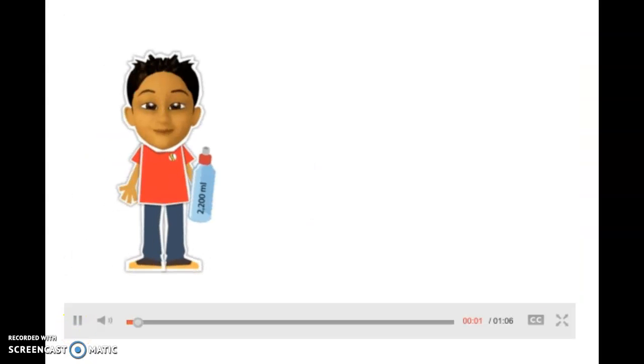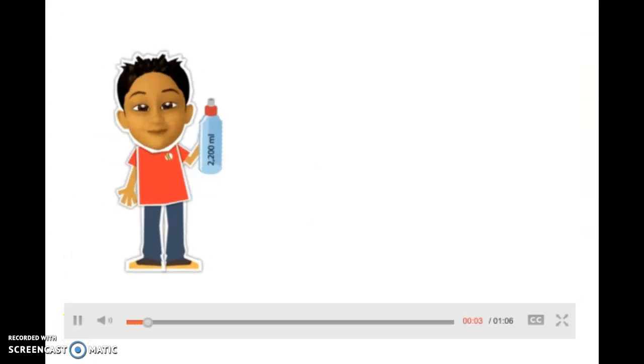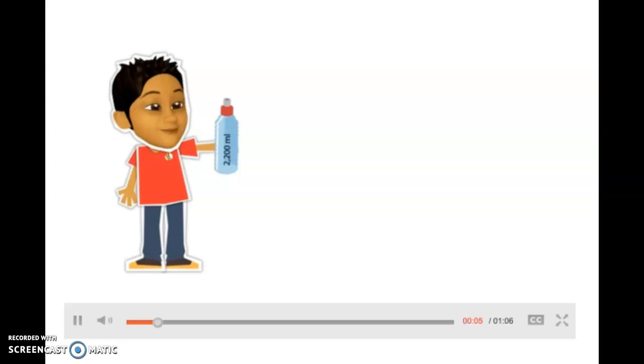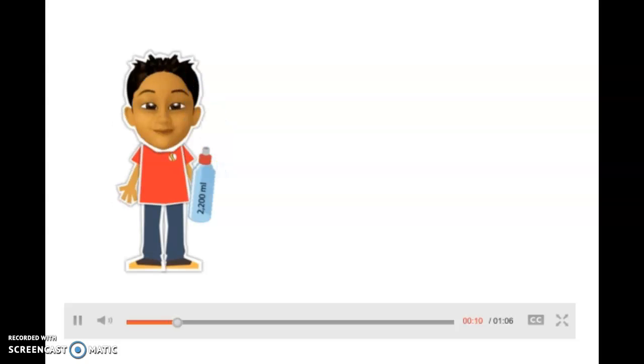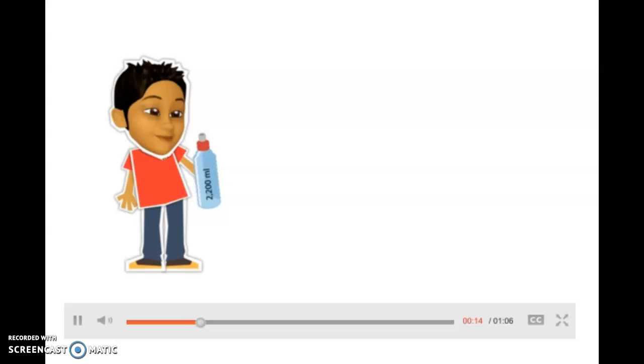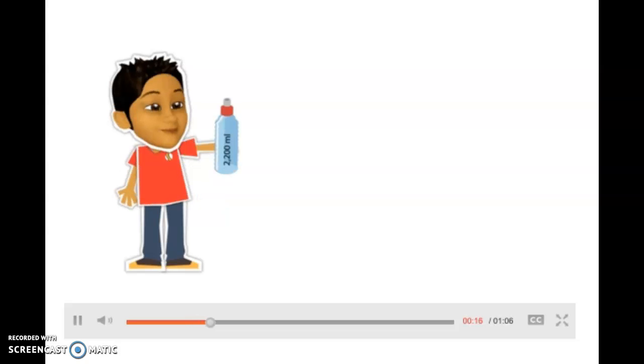Hello, Carlos. What do you have in your hand? Oh, this? It's just my water bottle. My health teacher says we should drink water every day, so I keep this with me. Great idea. It looks like you have 2.2 liters there. The label says 2,200 milliliters.